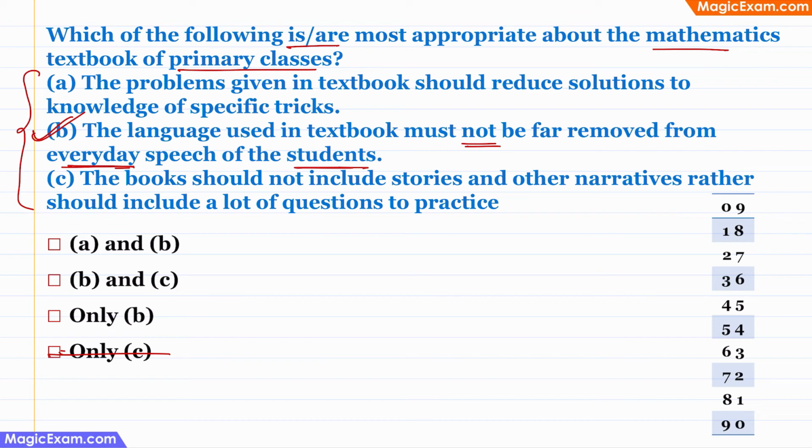Right? Now the next thing that we can evaluate is that the books should not include stories and other narratives, rather should include only a lot of questions to practice. Now if the book has just a lot of questions for practice and does not include stories, does not include narratives, then the book will become very, very boring. Right? And if it is very, very boring, children will lose interest in this subject. Therefore, books should include some stories and narratives if you are trying to teach mathematics to primary class children. Therefore, C is incorrect. If C is incorrect, any option that has C in it can be eliminated. So only C has been eliminated and B and C can be eliminated.